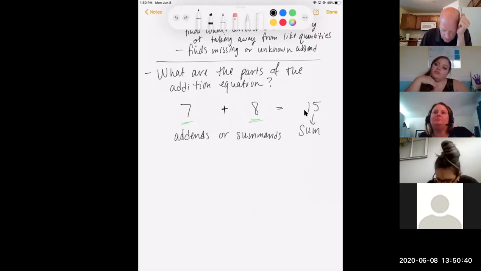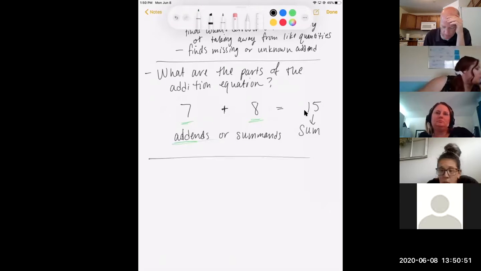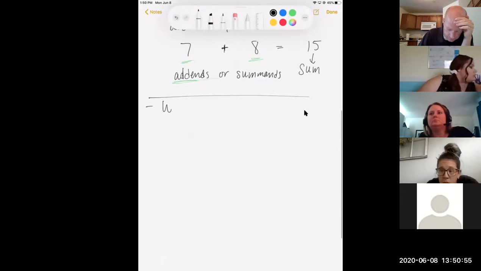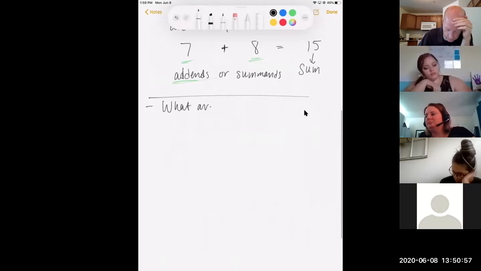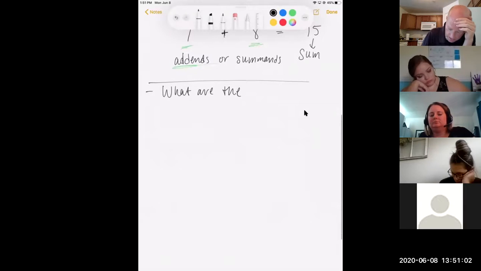So it could be either one. For the first two numbers, I think usually people say addends the most, if they ever refer to those by name. All right, so because of that, we're going to ask, what are the parts of the subtraction equation?